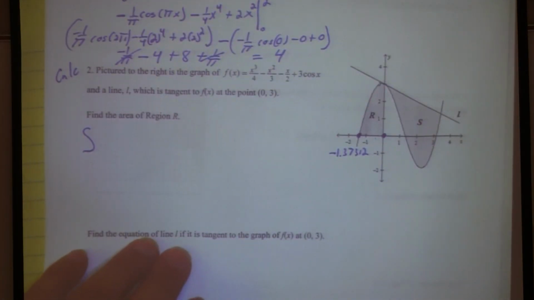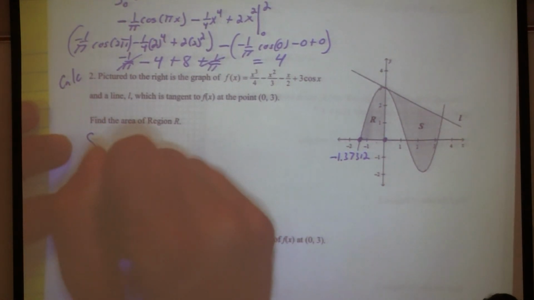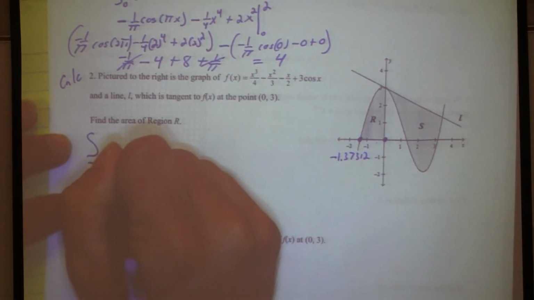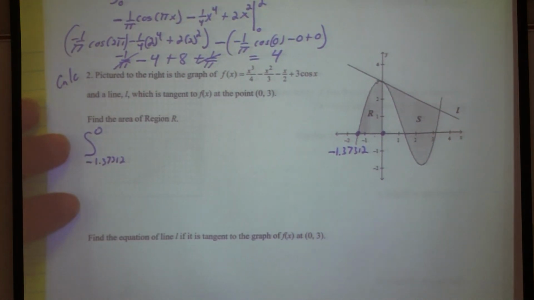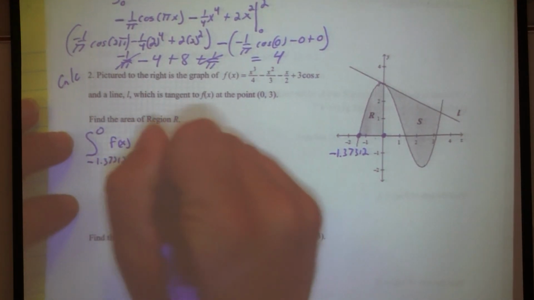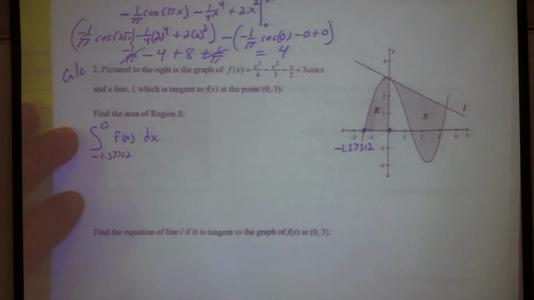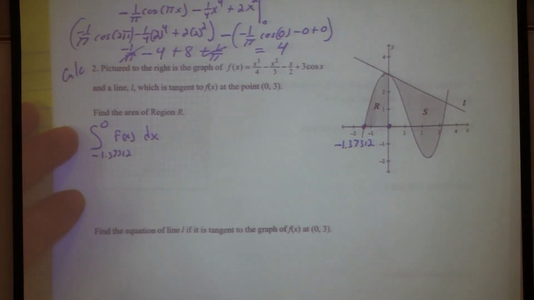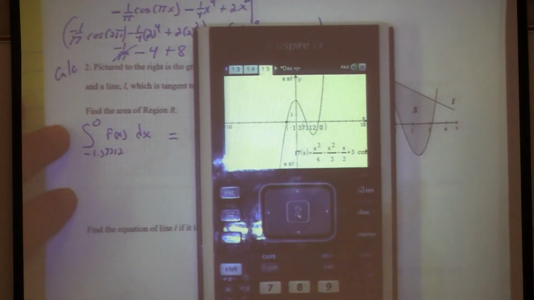Alright. So what are going to be my limits for this interval? Negative 1.37312 to 0. And what function are we going to integrate? F of x dx. This is on the calculator, okay, section? So you are allowed to use the calculator. So let's try it. What are we going to end up with there? Can we use this calculator to give it to us right now?